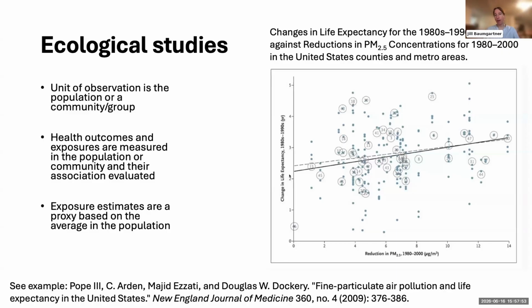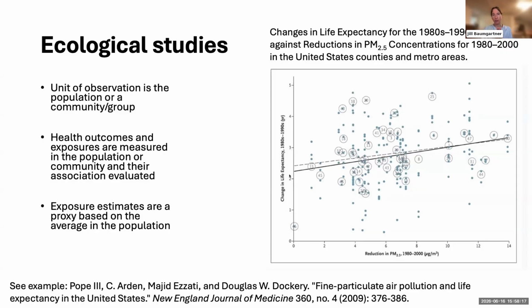And then you evaluate their association or effect on health, a relationship with health outcomes. So here, your exposure estimates are really a proxy based on the average exposure in a given population. So I'll give an example here. This is an ecological study that was published in the New England Journal of Medicine.